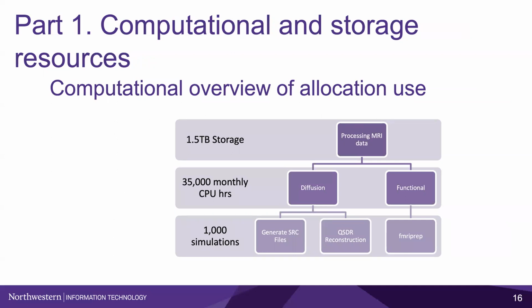Next, researchers must fill out a description of the computational methods and resources requested. This should be a comprehensive overview of computational and storage capacities needed to justify a Research 2 allocation. So in this case scenario, this particular proposal is requiring use of 1.5 terabytes of storage for processing MRI data, and then splitting this into two different components that requires 35,000 monthly CPU hours as well as 1,000 simulations.